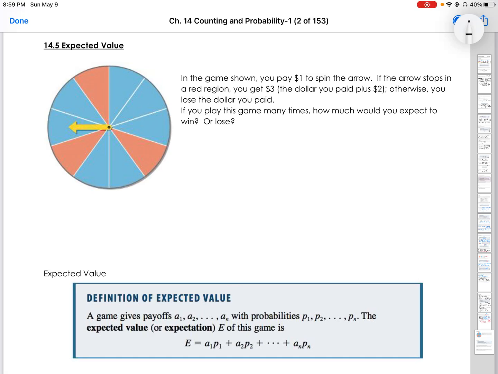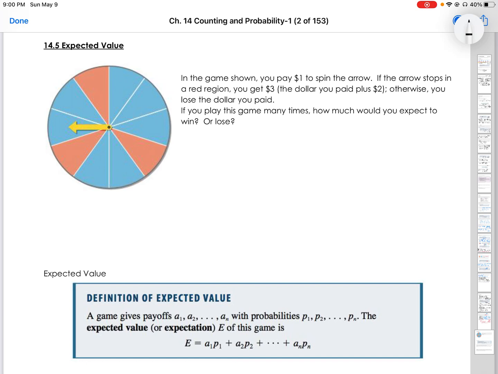Expected value. So in the game shown over here with the spinner, you can pay $1 to spin the arrow. If the arrow stops in the red space, or sort of peach, you get $3. So you get the $1 that you already paid and 2 more. Otherwise, you're just going to lose that $1. If you play this game many times, how much would you expect to win or lose? Well, you're going to want to consider the probability of getting red or the probability of getting blue.